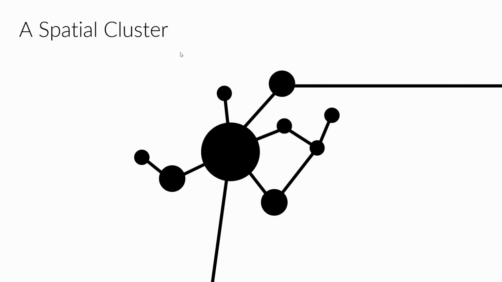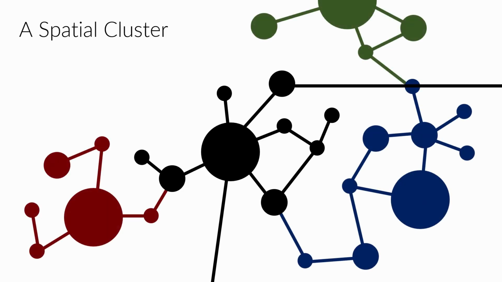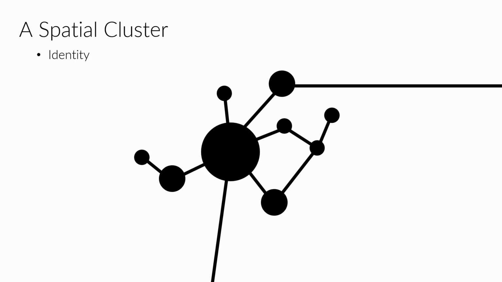It could be that in the overall level structure, we have a spatial cluster here, and then we have a number of spatial clusters around it, and there may be a lot of connectivity, even more connectivity than here. But essentially what defines a spatial cluster is that it's an area that has an identity of its own. You understand that this space is separate in identity from the spaces around it.